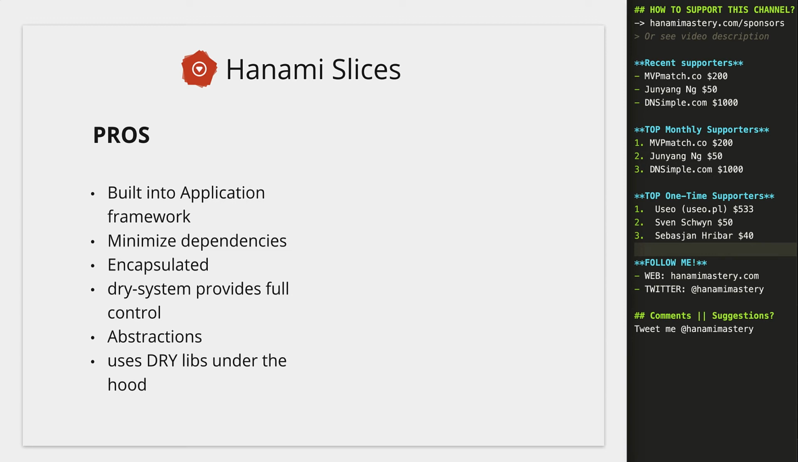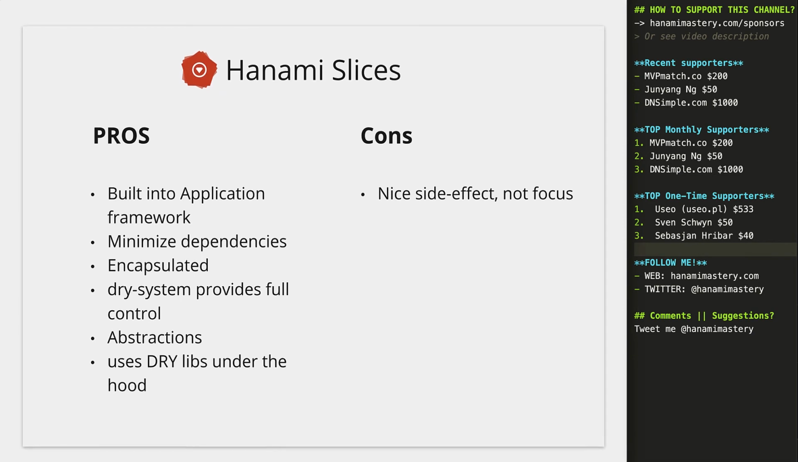However, there are some downsides of this approach. While slices are great and extremely powerful, Hanami is designed to provide a robust general environment which we can use to build anything within. But easy mapping of complex business domains was not a focus, rather a nice side effect of well-thought framework architecture.